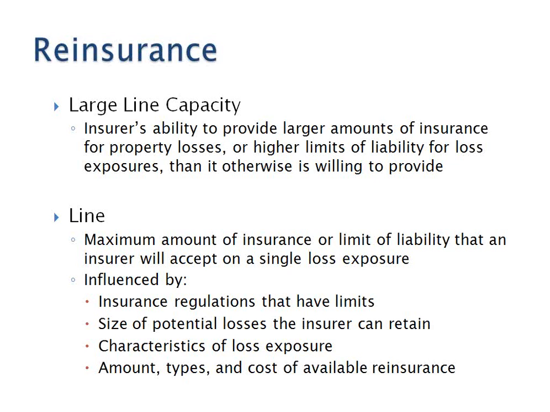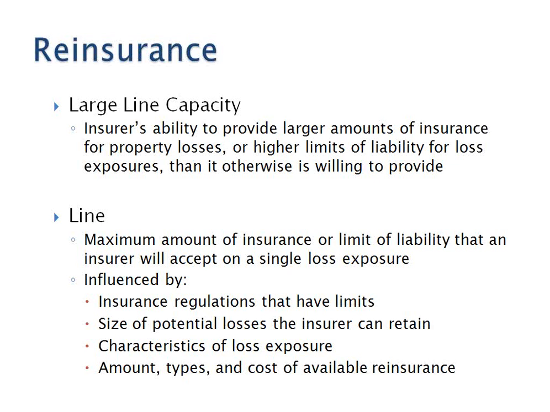So, going into more detail about large line capacity, which is the insurer's ability to provide larger amounts of insurance for property losses, or higher limits of liability for loss exposures, than it otherwise is willing to provide. So the idea is that because of reinsurance, maybe I would normally offer only $1 million in coverage, and I have someone that says, I need $5 million of general liability coverage. Can you do that? If you don't have the reinsurance capability, you wouldn't be able to. So this goes to the question, why would you write something if you're not able to do it? It's because if you don't, someone else will.